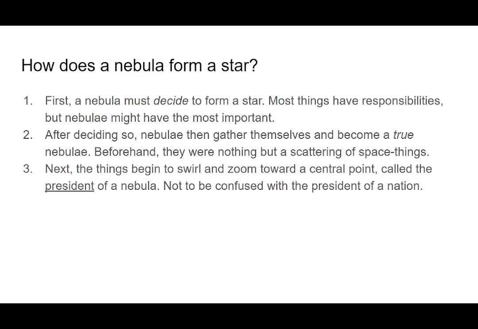Next, these things begin to swirl and zoom towards a central point in space called the president of a nebula. You can compare this to the president of the United States, who is the single person in the country around whom everyone is swirling and zooming towards. So there's a good analogy if you're in need of one of those. And this is not to be confused with the president of a nation, of course.